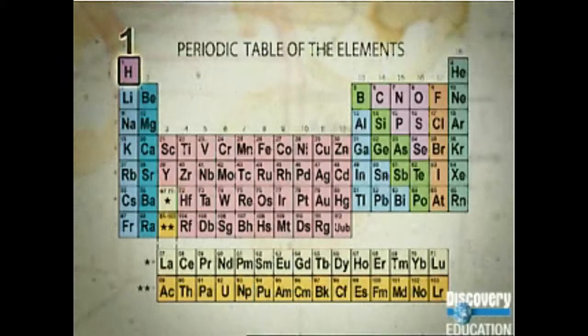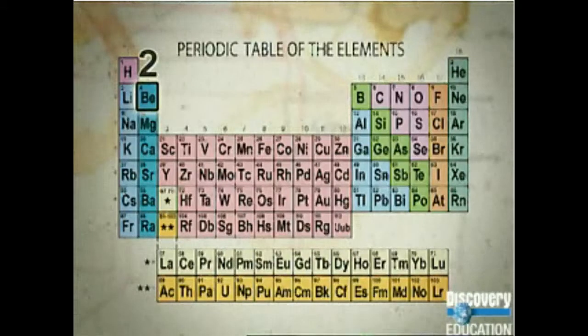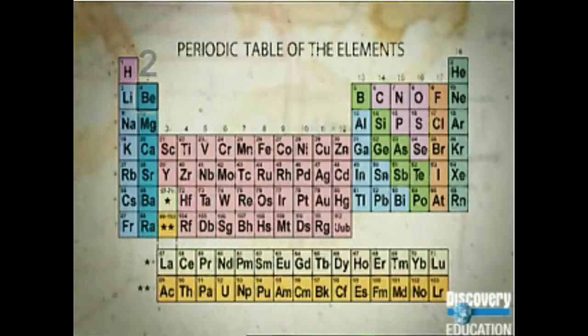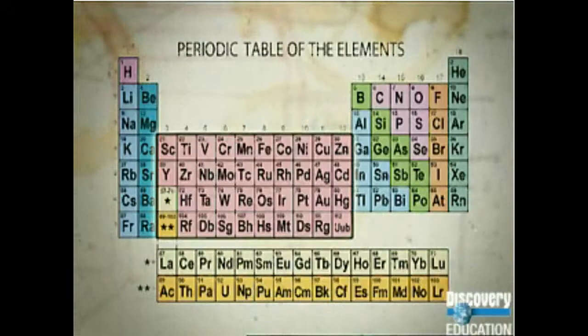For instance, hydrogen in group 1 has 1 valence electron, so it's very interactive. Beryllium in group 2 has 2 valence electrons and it's slightly less reactive. Boron in group 3 has 3 valence electrons, and so on. But the transition metals do not follow this pattern. These metals have valence electrons in 2 shells instead of just 1.